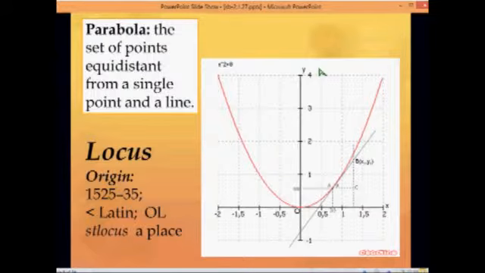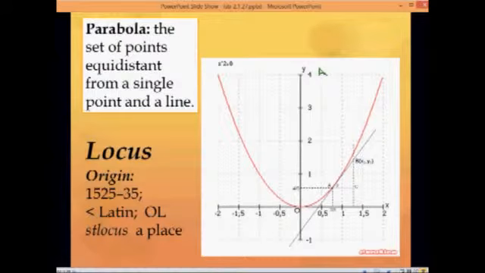An ellipse is like a stretched circle, so it has two centers. And an ellipse is the locus of all points, the sum of the distance from two points is a constant.